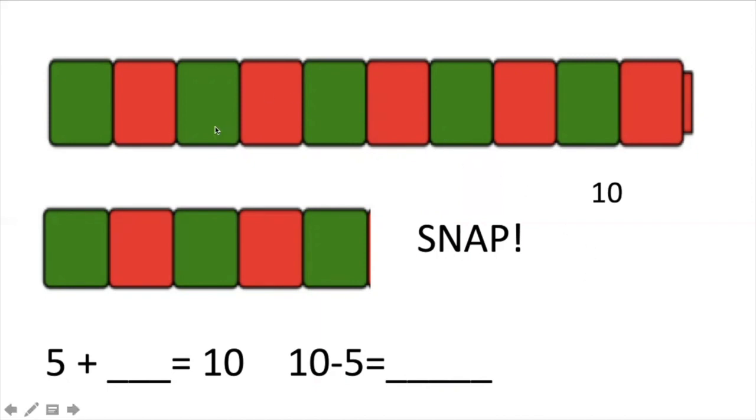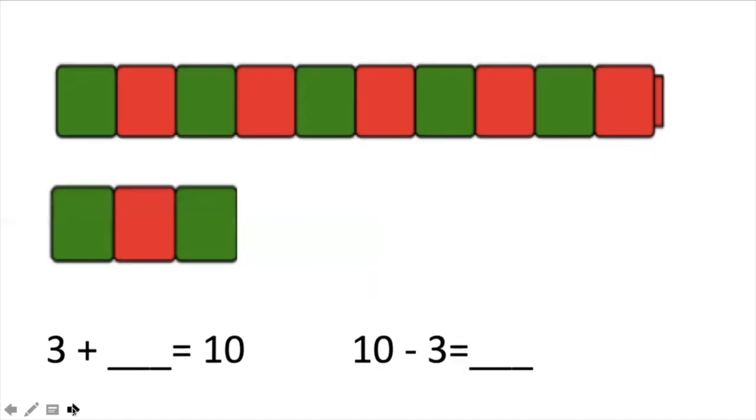So in this example that you see right here, I have 10 cubes. Snap! I show you 5. So how many more cubes do I need to make 10? Well, we can use addition or subtraction to find the answer. So I can say 10 minus 5 is 5, or I can say 5 plus 5 more is 10. So my answer here would be 5. Let's do some more.